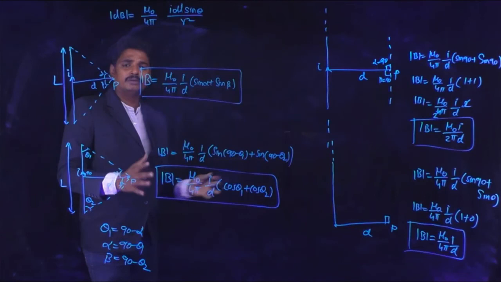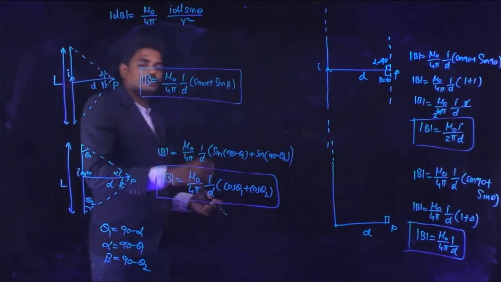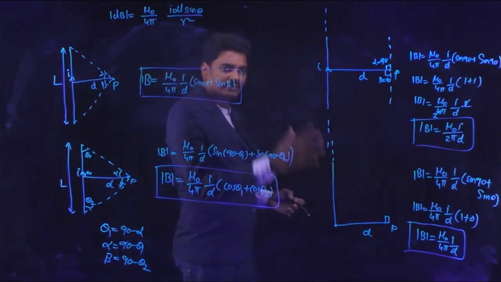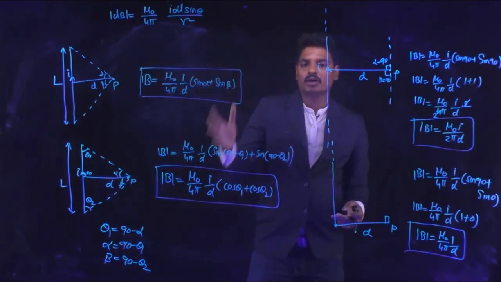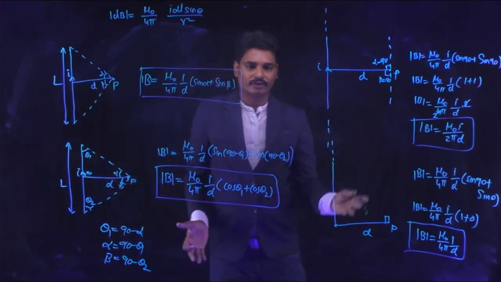So by using Biot-Savart's law, we have calculated the strength of the magnetic field for a given conductor. In this case, we have considered a straight conductor of finite length and infinite length.